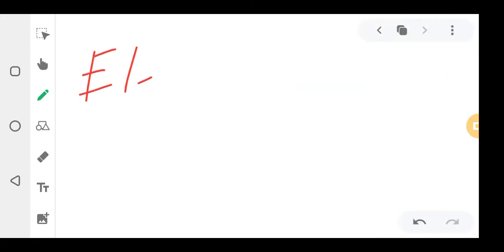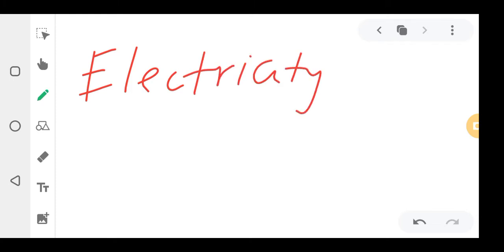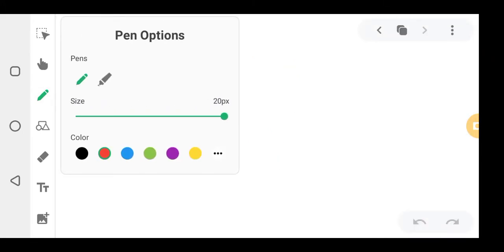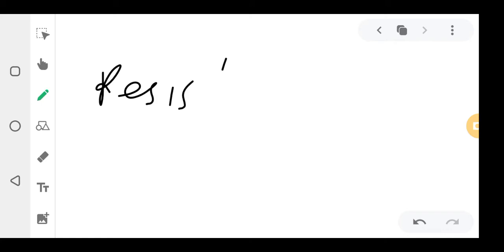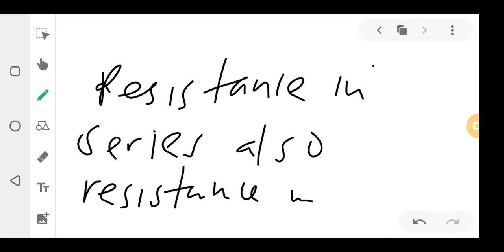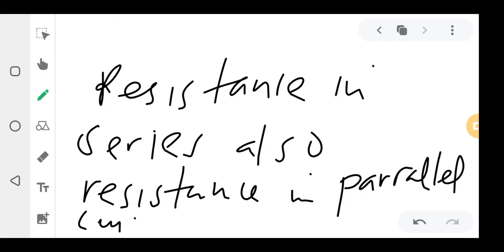We're continuing with the topic of electricity, and we'll be looking at resistance. There is resistance in series, and also resistance in parallel. So there's the resistance in series circuit and also the resistance in parallel circuit.